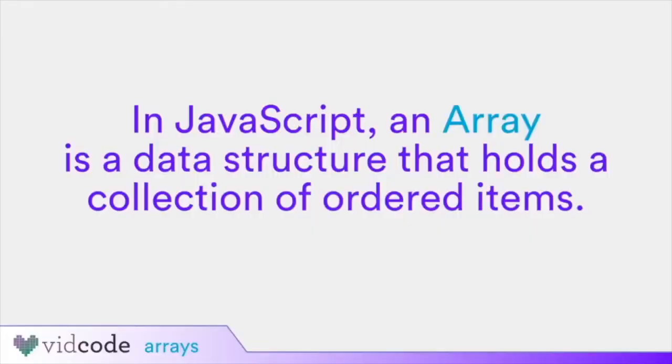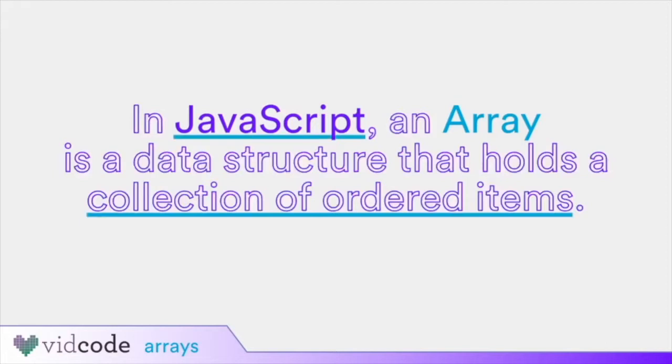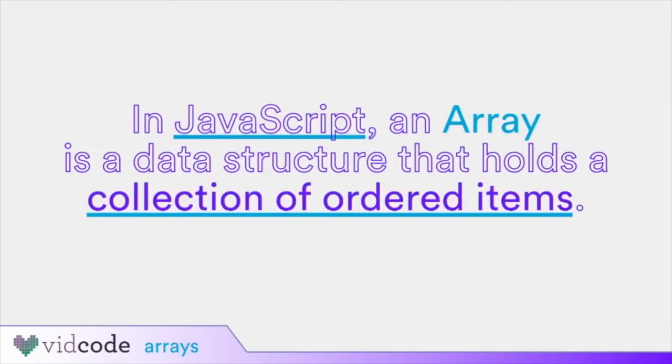In JavaScript, an array is a data structure that holds a collection of ordered items. Let's break that down. The important parts are JavaScript and collection of ordered items. Some of the specific details of arrays are different from one language to another. In general, what we describe here will serve you in all JavaScript development, but the nuances in other languages may be different. The other important part is collection of ordered items. To explain, let's think of an array like a street.